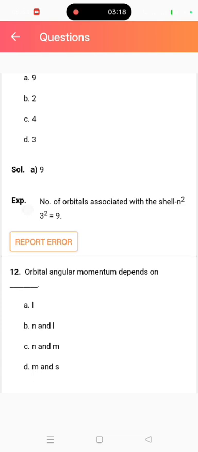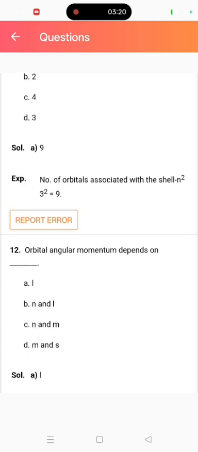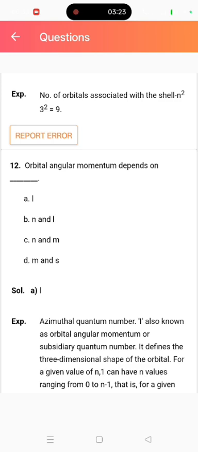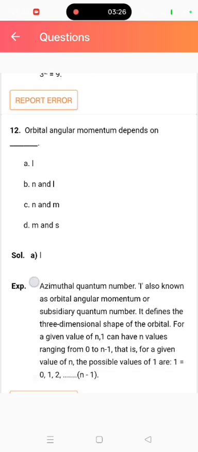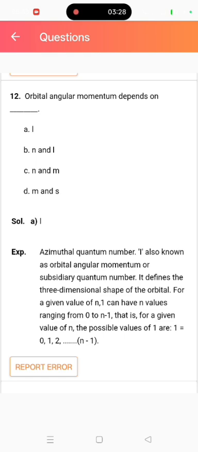Clear? Then orbital angular momentum depends on L. So what is L? L is azimuthal quantum number, which is also known as orbital angular momentum or subsidiary quantum number. It defines the three-dimensional shape of the orbital. For a given value of n, one can have n values. Okay, L values range from 0 to n. Sorry, 0 to n minus 1. So, total number of L values will be n itself.